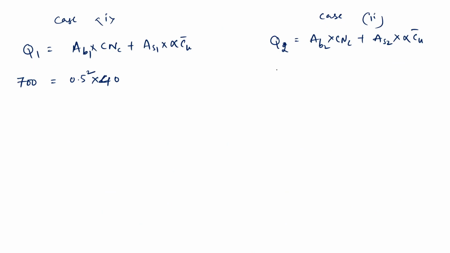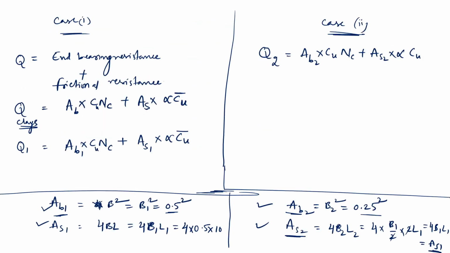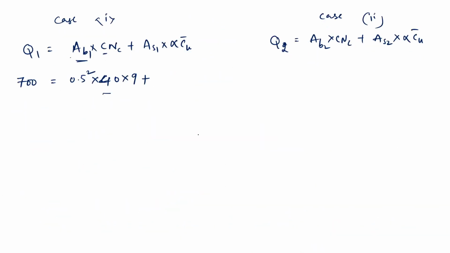Okay. Now coming back to this, AB1 is 0.5 square, C is 40, NC for the clays in deep foundations or pile foundations will be 9. Then AS1 is how much? 4B1L1, 4 into 0.5 into 10. Okay. So for the time being you can write AS1 as AS1, then alpha as alpha. We don't know that, it is not given in the question, and Cu.